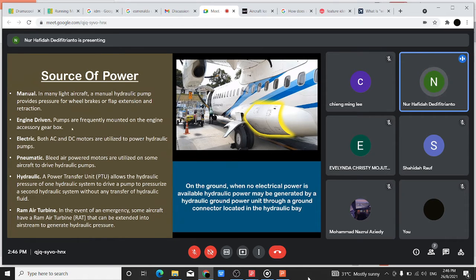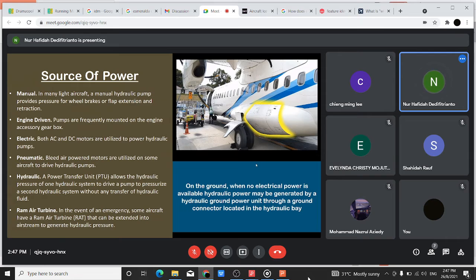Alright. So the last one is the ram air turbine, which is usually used in an emergency. When the aircraft is in an emergency, the ram air turbine can be extended into the airstream to generate hydraulic pressure. On the ground, when no electrical power is available, hydraulic power may be generated by a hydraulic ground power unit through a ground connector located in the hydraulic bay. For this type of aircraft, the ATR, the hydraulic bay is located here near the left landing gear.